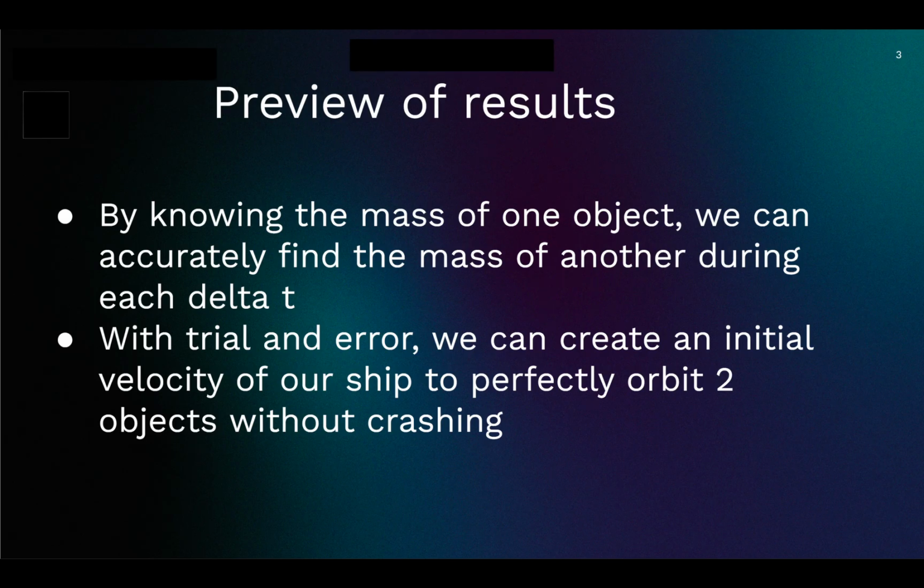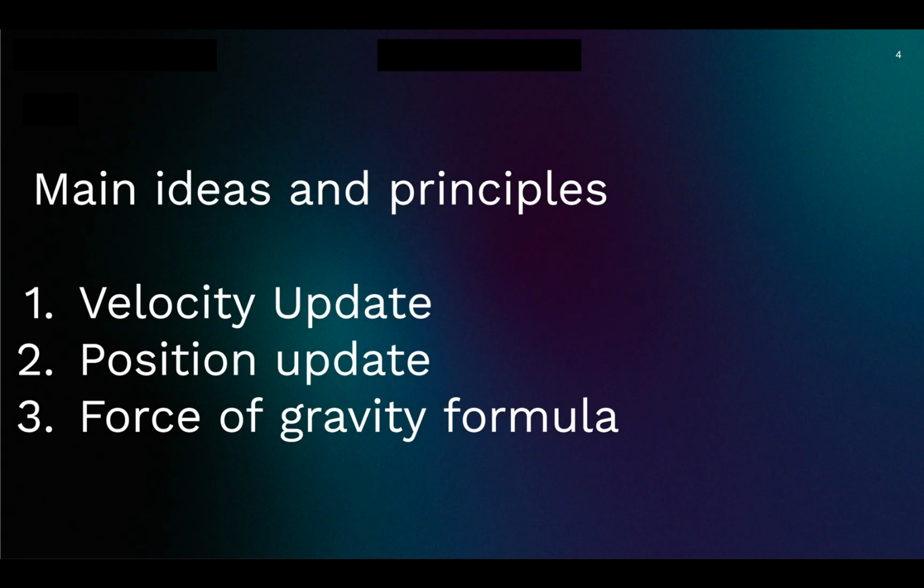Preview. By knowing the mass of one object, we can accurately find the mass of another object during each delta t. With trial and error, we can create an initial velocity of our ship to perfectly orbit two objects without crashing. Main ideas and principles: the velocity update, position update, and force of gravity formula.